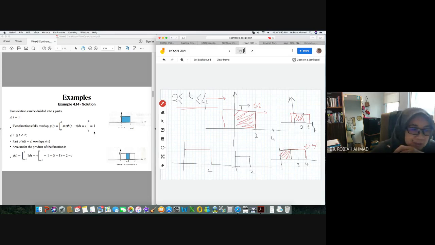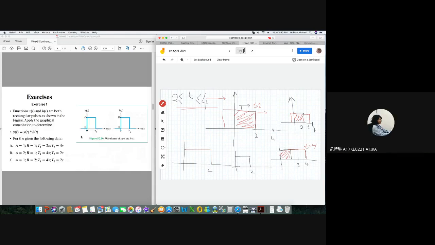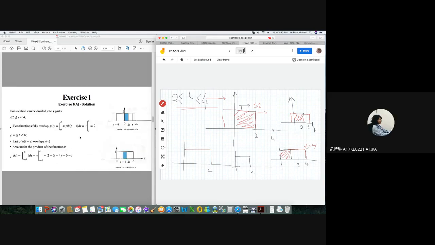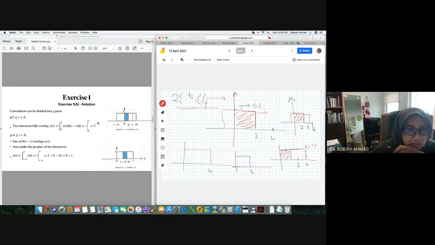So meaning that, bila kita buat condition number 3, they always overlap with the answer area under the curve 2. Satu kita dapat melalui this equation. Satu lagi kita tengok graphical. Memang area overlap dia adalah 2 lah. These two. 2 kali 2 ni. 2 dengan 1 ni.